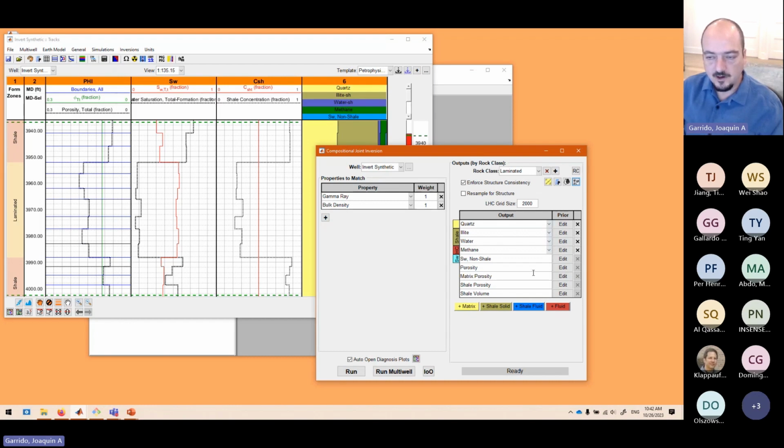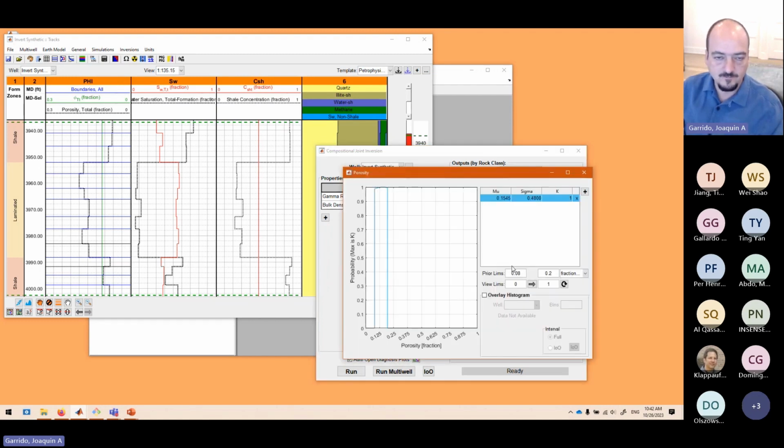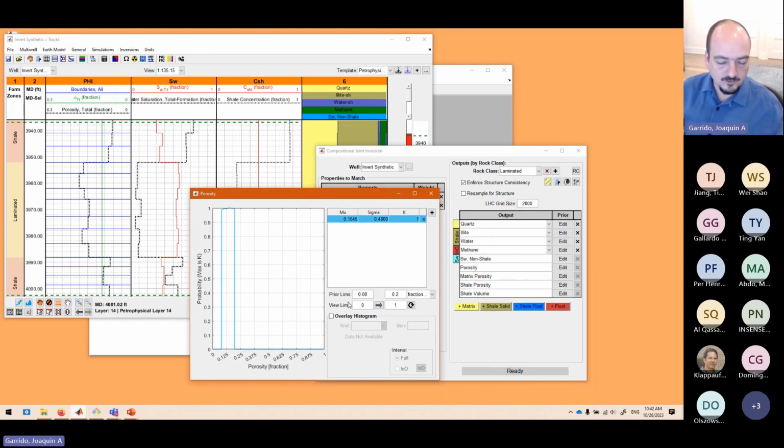Now, all these are constrained by their prior. The prior is the initial area of exploration, the guesses that you can have. So for example, for porosity, I've already adjusted these ones given what we know is the truth. In most cases, you should have some information either from previous examples, previous cases, or from core data that gives you an idea of where the porosity should be. For this laminated case, the porosity is between 0.08 and 0.2.